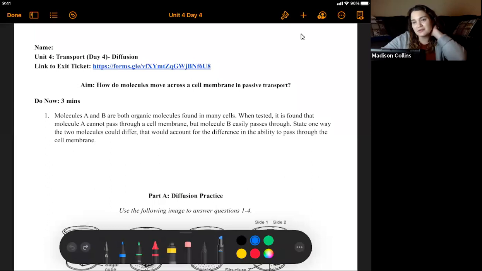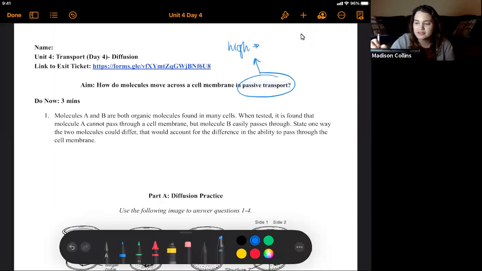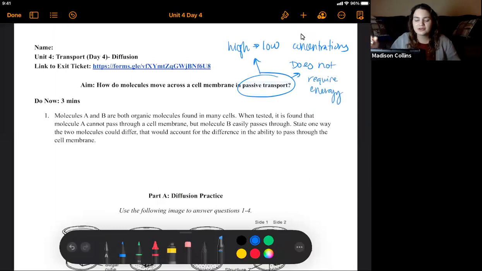So today we're going to be talking about diffusion. Remember, diffusion is a type of passive transport. So molecules are moving from high to low concentrations. And this process does not require ATP, does not require energy. All right, so today we're going to work through some practice problems about this.